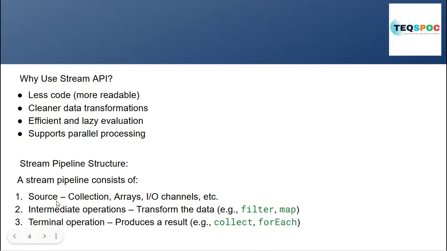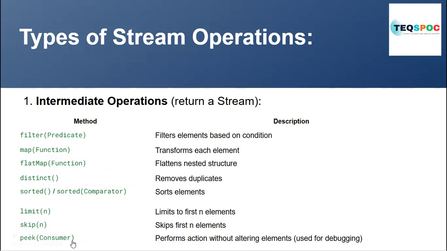Now the stream pipeline structure. A stream pipeline consists of a source. The source is where the data is stored: a collection, array, or input-output channel. Then there are two types of operation: intermediate operation and terminal operation. Intermediate operations transform the data, and terminal operations produce a result. Using these operations, we perform manipulation on data. Let's see the different methods present inside intermediate and terminal operations. We are going to do all these things practically.